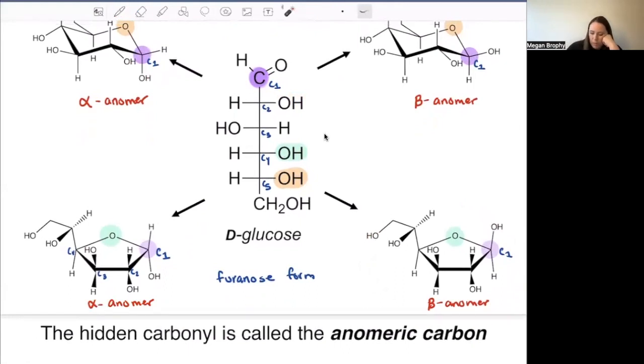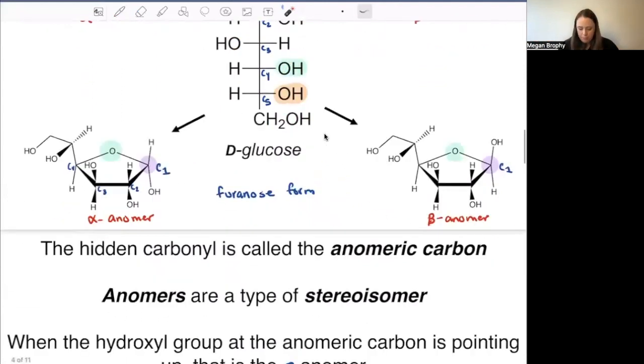Okay. So going between furanose forms, these are anomers. Going between pyranose forms, these are also anomers. And then going from a furanose form to a pyranose form is going to be a constitutional isomer. So we're changing where the bonds are, going from a 5-membered ring to a 6-membered ring.